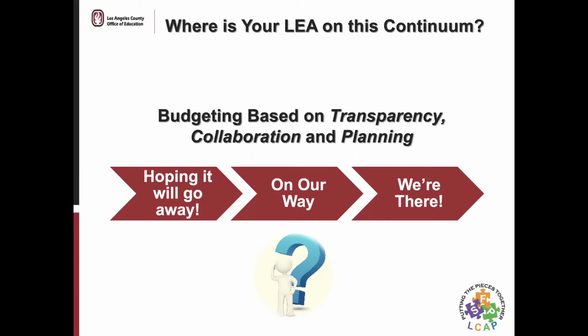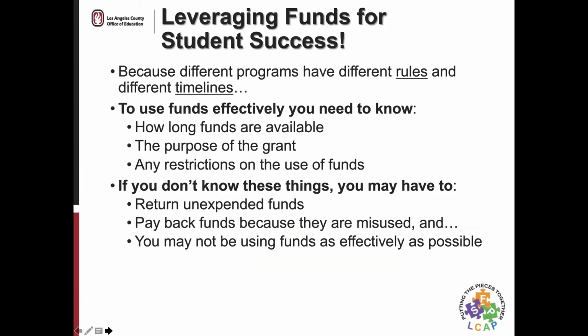So are you in the place where your district is hoping it'll just go away and disappear maybe? And some people are still holding on to their categorical files, wondering, are we on our way? We're working on it. We're hitting some bumps in the road, but we're moving and we're working toward these goals. Or we're there, we got it, okay? And we really have a good, well-functioning team. So that's sort of the takeaway. All right, so let's take a look at leveraging.